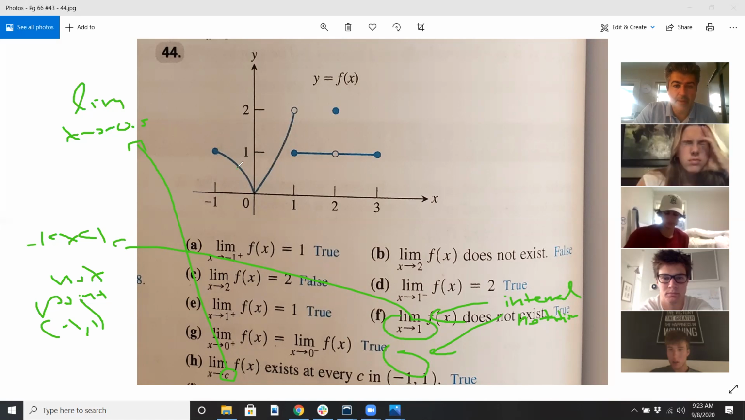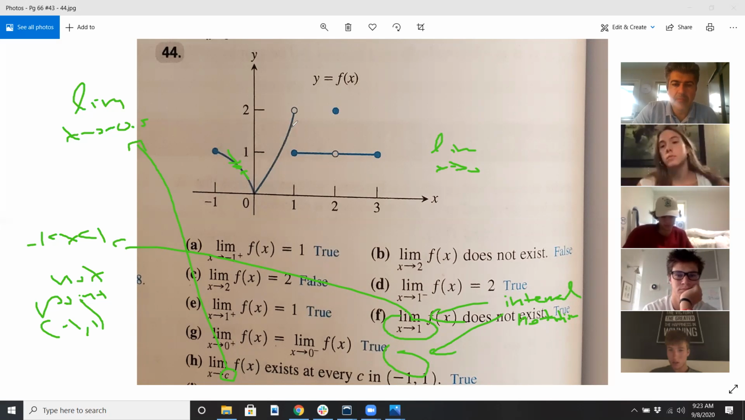Could I find the limit as x approaches negative 0.5? Sure. The left side and the right side get to the same place. Totally. Could I find the limit as x approaches 0? Sure. I have that right there as well. Could I find the limit as x approaches 0.9? Sure. So the answer is going to be true for H.